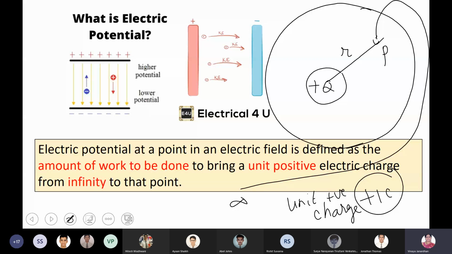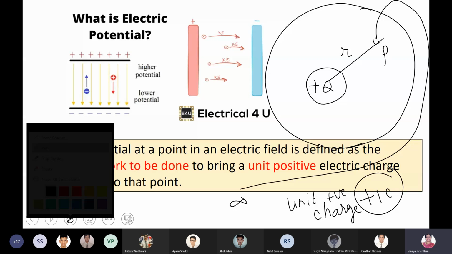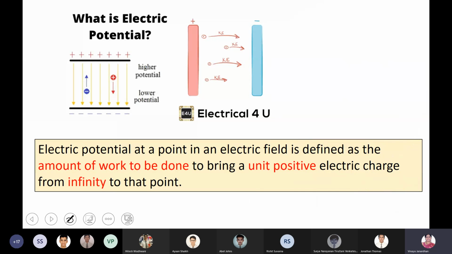Are you clear, boys? So please write. Electric potential at a point in an electric field. Austin, Ayan, boys. Yes, ma'am. Is that clear? What we are specifying? Yes, ma'am, it's clear.